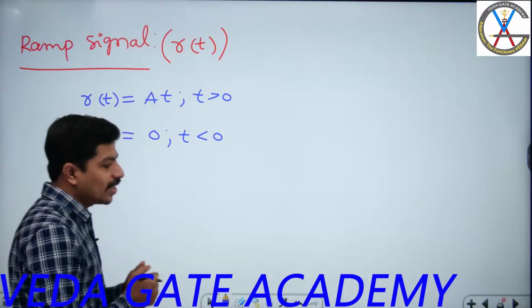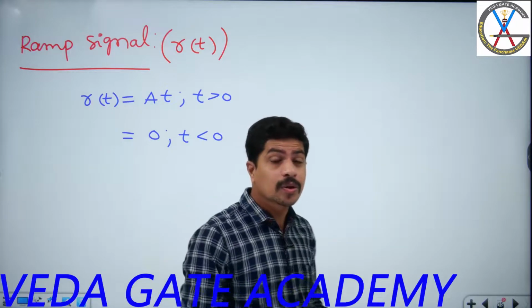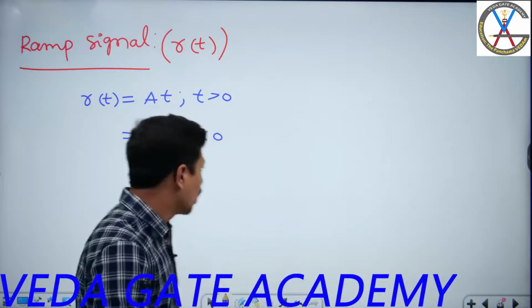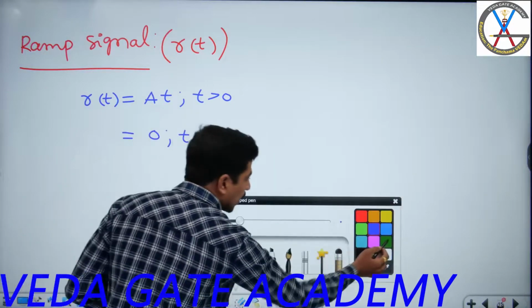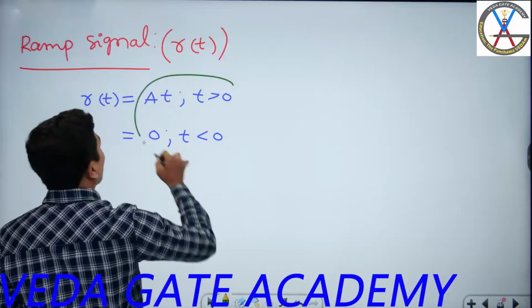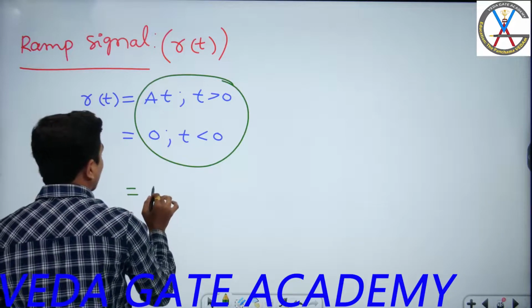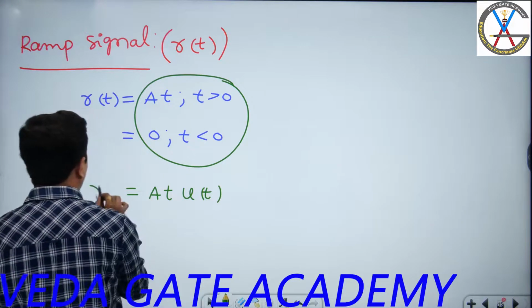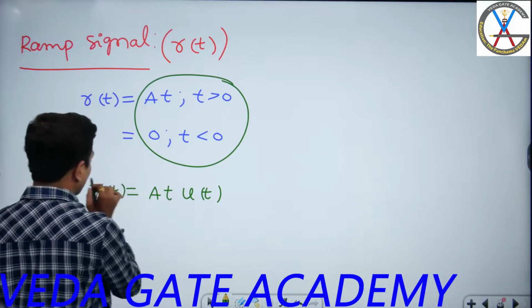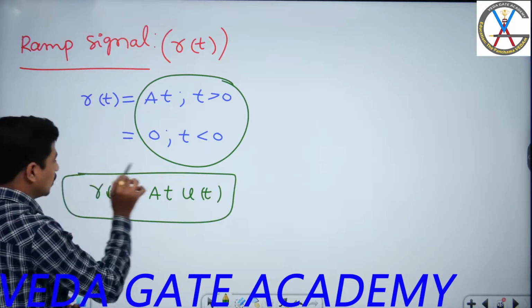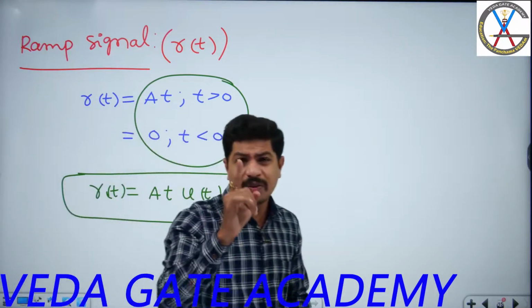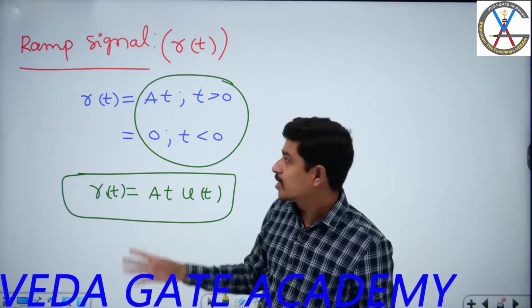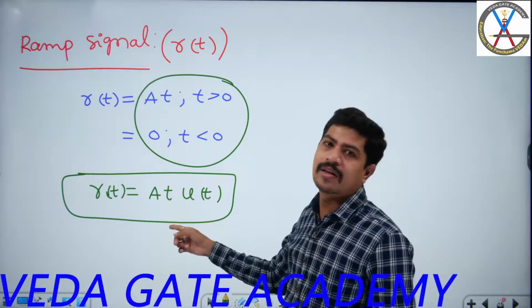Now observe, I told you that the unit step function is used to represent right side existence of a signal, only for t greater than 0. Now can I write this total as simply a into t into u of t? r of t is equal to a t u of t. Very simple representation. A t u of t is equal to a t for t greater than 0, and 0 for t less than 0. Instead of writing in this manner, we can write it very easily like this.